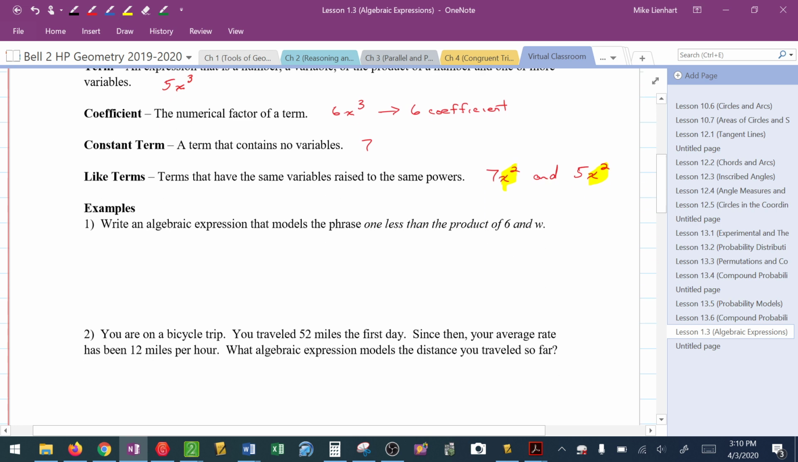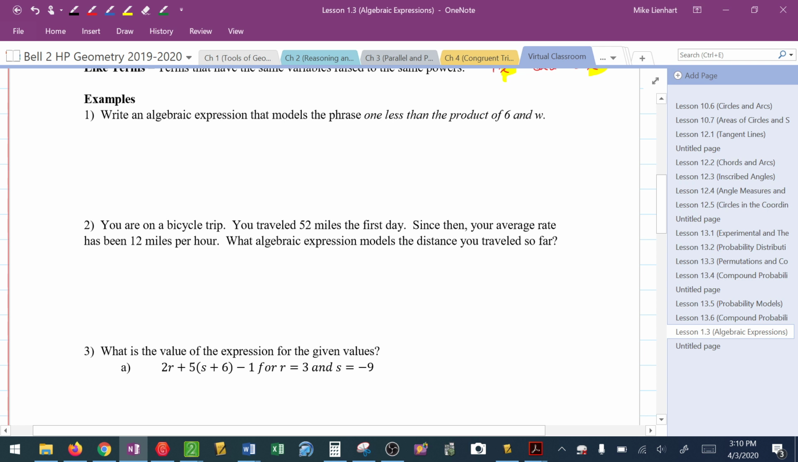All right, so we're going to go through some examples here. Let me know at the end if you guys have any questions. First one says, write an algebraic expression that models the phrase 1 less than the product of 6 and w.